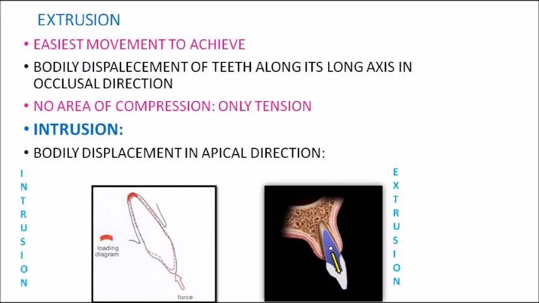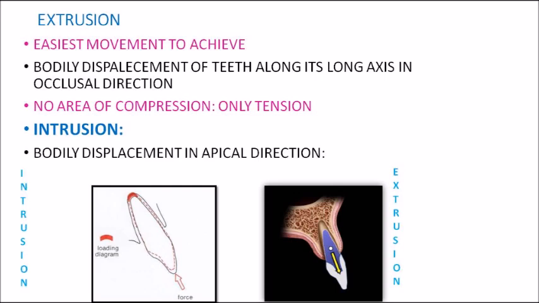That is extrusive tooth movement, and it is one of the easiest tooth movements to achieve. There is no area of compression when the force is applied in an extrusion, but only an area of tension. Most importantly, only an area of tension is felt in the periodontal ligament. When an extrusive force is applied to the tooth, there is no area of compression.